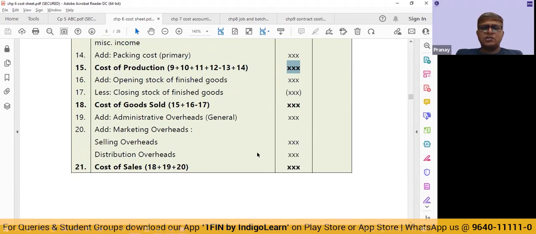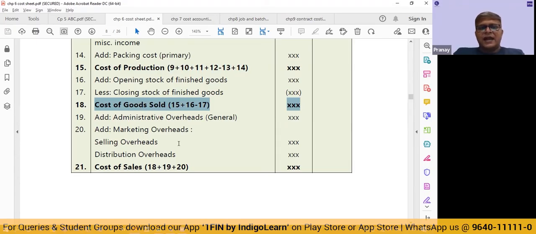We adjust for opening and closing stock of finished goods, and arrive at what has been sold. See, line number 15 is the cost of production of the total number of units produced during the period. So let's say we have manufactured 1,000 units in the period. It is not necessary that we sell all the 1,000. We may sell only 800. Then the remaining 200 should get transferred to the closing stock. So we adjust for opening stock and closing stock. We arrive at the cost of goods sold. So basically, it is nothing but cost of production of goods sold.